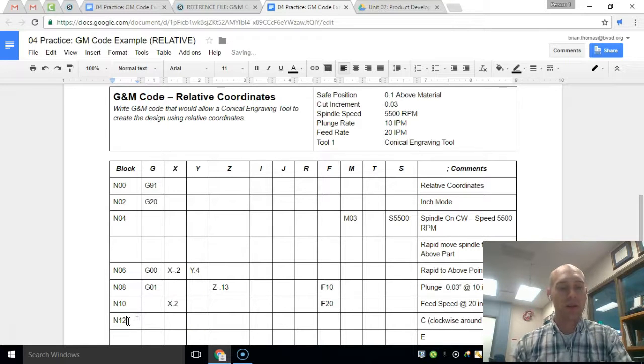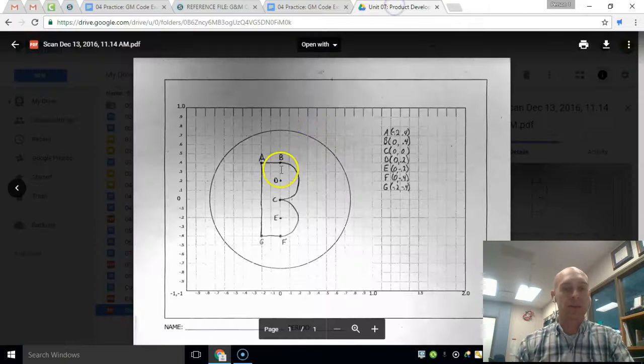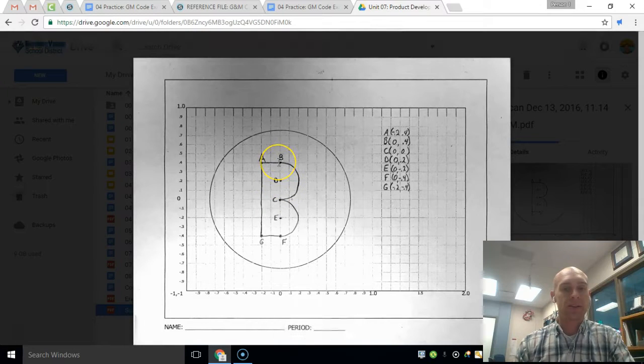So now let's go N12. Now this time I'm going clockwise from B to C. And to get to C, I don't go right or left any, I go down 0.4.